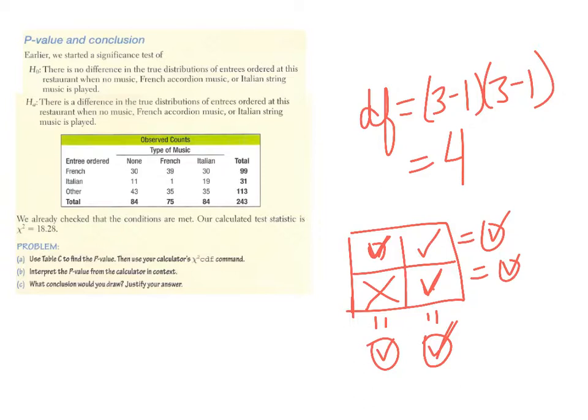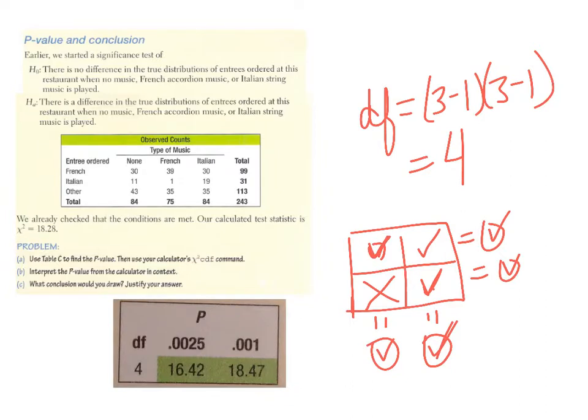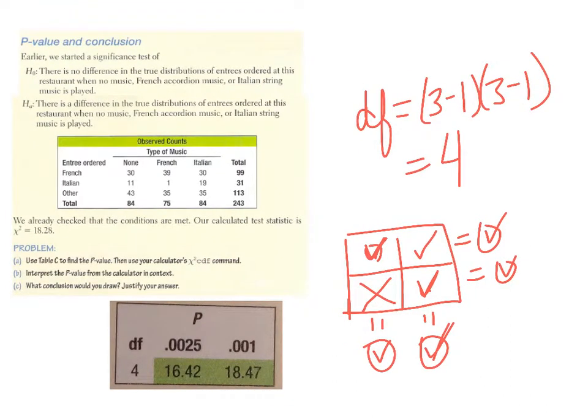So if I'm taking this degrees of freedom in my table C, I find my 4 degrees of freedom, and I go over until I find where my chi-square test statistic would fall. Remember, my test statistic was 18.28, so it falls between 16.42 and 18.47, which means I have a p-value between 0.025 and 0.01.